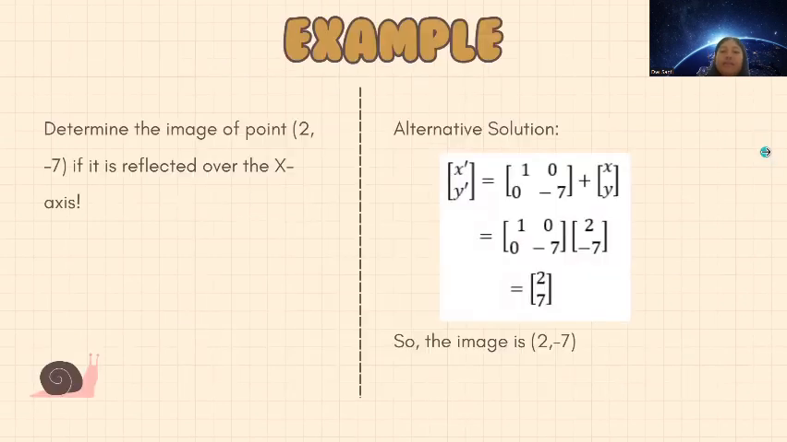And next, an example: determine the image of a point (2, -7) if it is reflected about the x-axis. Alternative solution: (x', y') = [1 0; 0 -1] times (2, -7), which equals (2, 7). So the image is (2, 7).